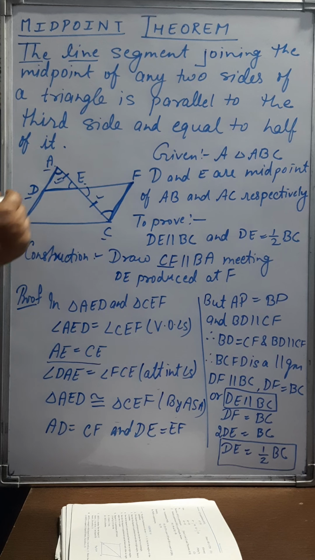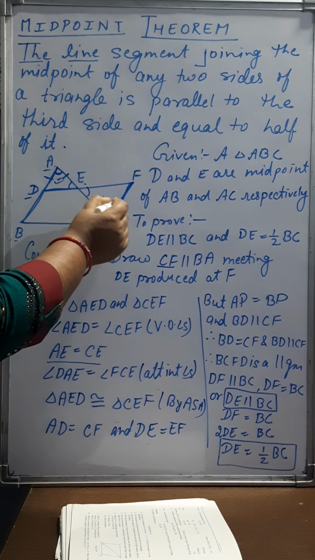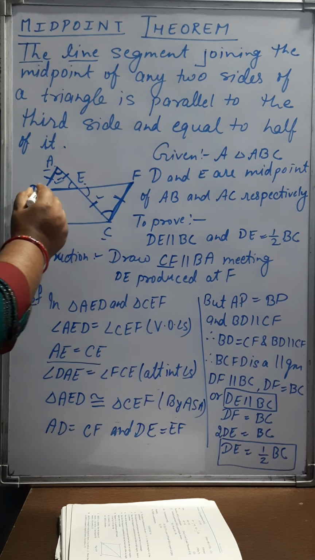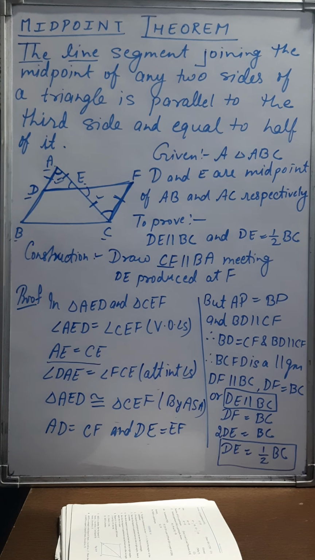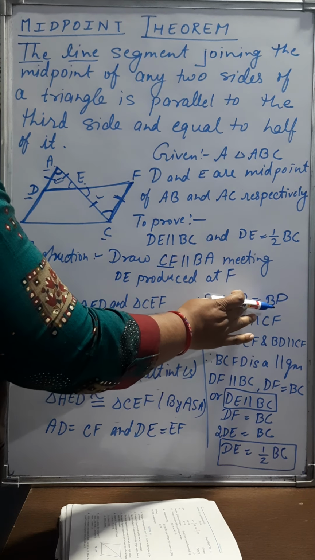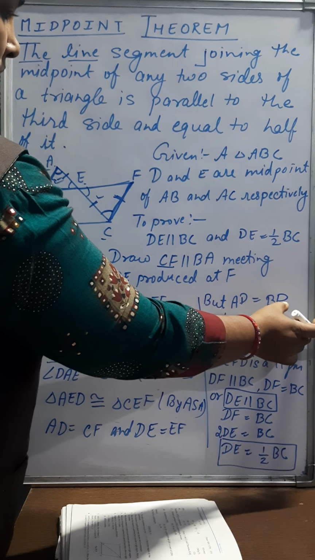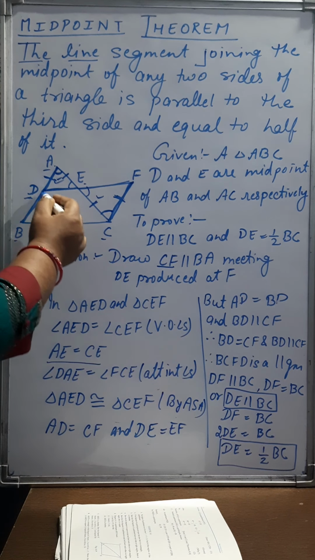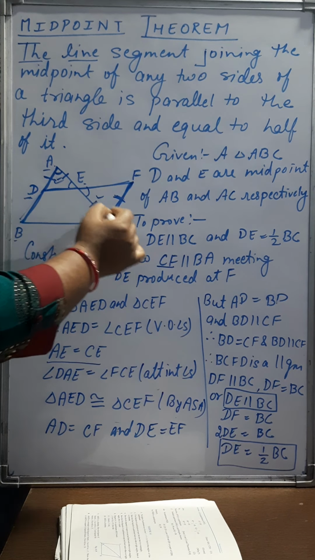Okay. Now this AD will be equal to CF by CPCT, and this DE will be equal to EF. But this AD is equal to BD. Why? Because D is the midpoint of AB. But now we have proved that AD is equal to CF. So here I wrote, AD is equal to BD, and BD is parallel to CF, and BD is now coming equal to CF.